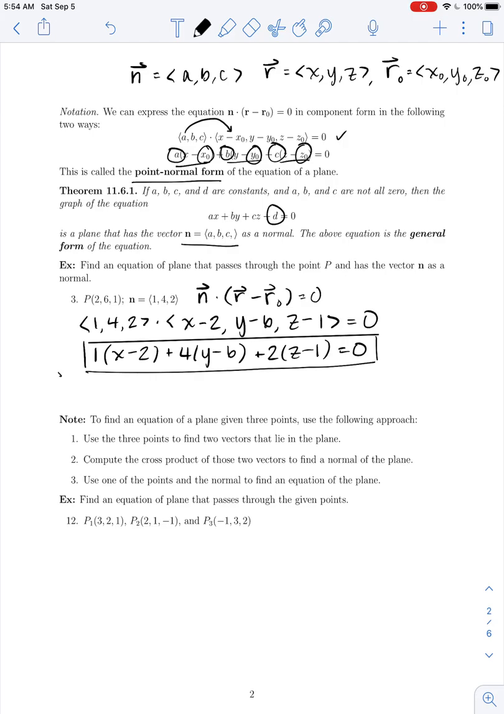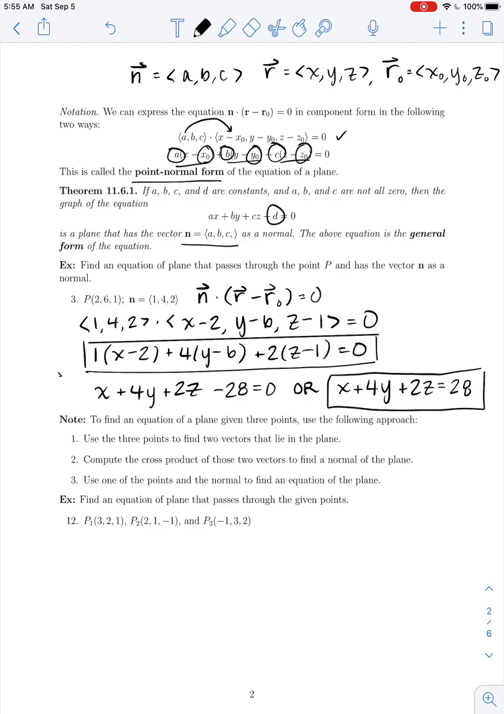So let's just go ahead and do one more step here to get it into general form. This is x plus 4y plus 2z, and then just collect all of the like terms. There's negative 2 minus 24 minus 2 is minus 28 equals 0, or typically the book moves the constant to the other side, so it'll write it as x plus 4y plus 2z equals 28. And this is how they would write their answer in the back of the book. So when you're given a point and a normal vector, you proceed just by using that n dot r minus r naught equals 0 formula, and it's pretty straightforward from there.